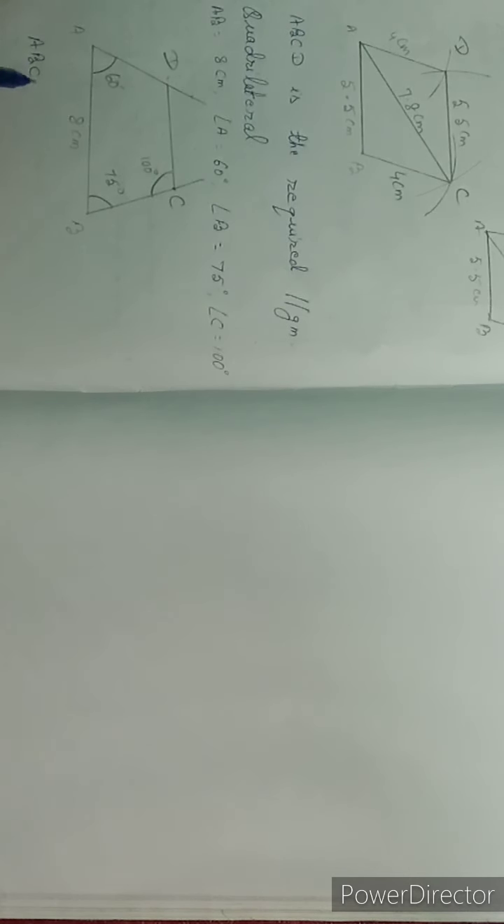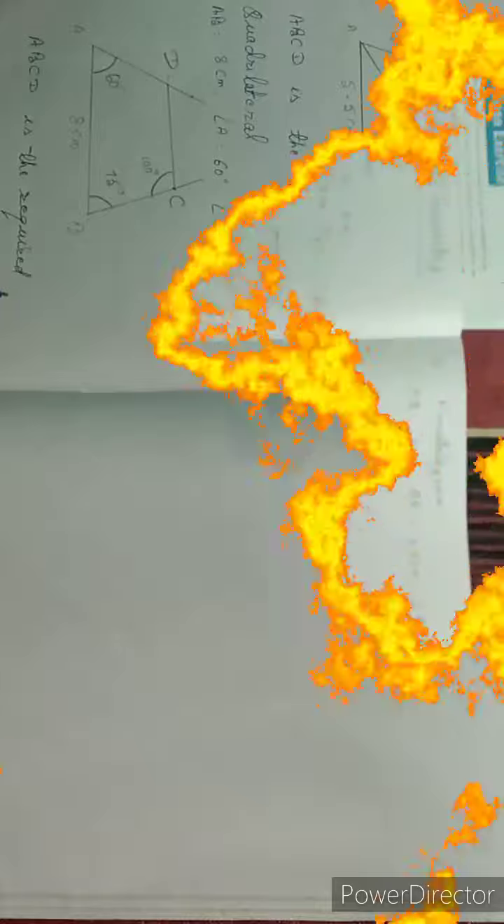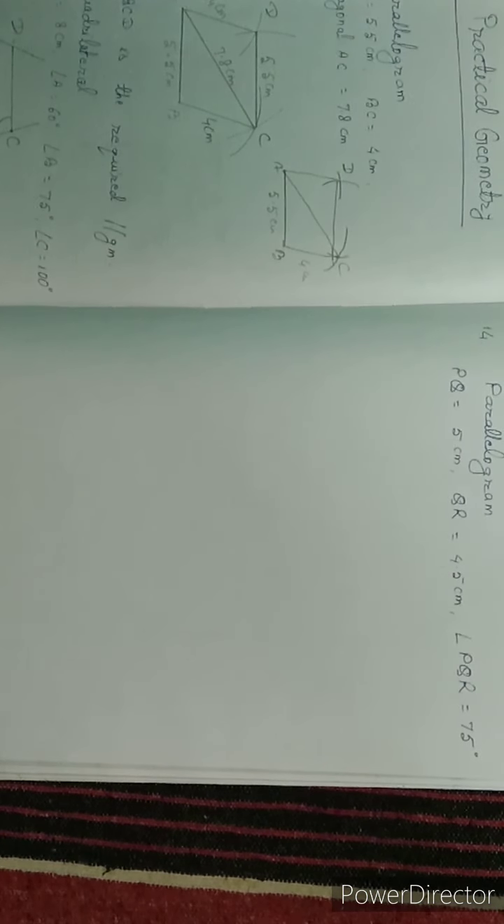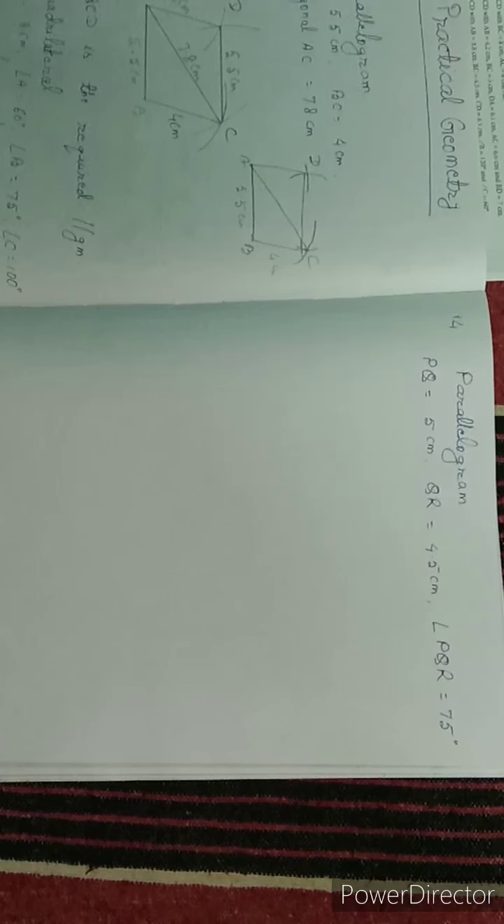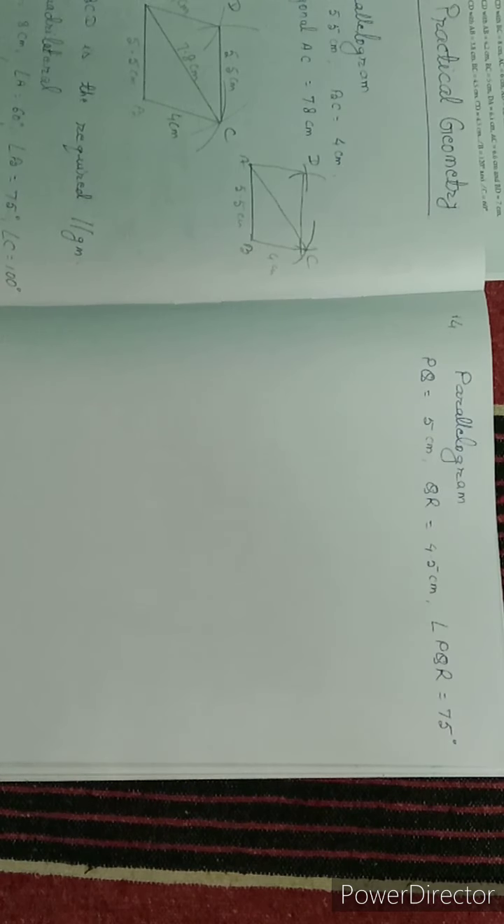ABCD is the required quadrilateral. In question number 14, we are asked to construct a parallelogram in which PQ equal to 5 cm, QR equal to 4.5 cm and angle PQR equal to 75 degree.